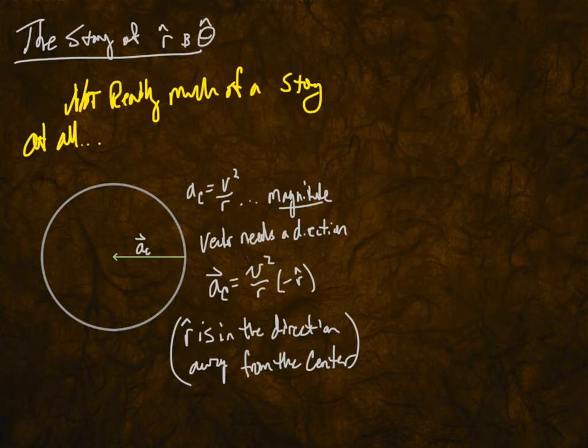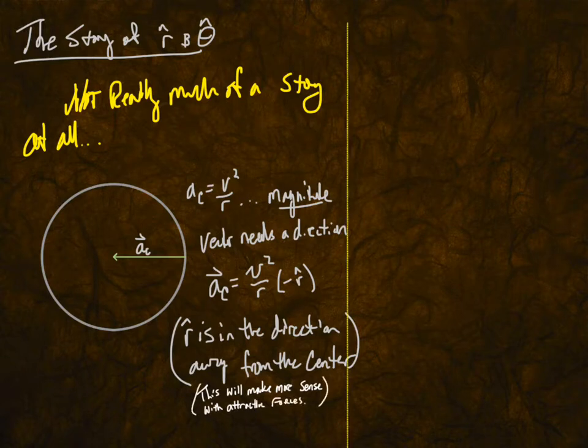Well, the centripetal acceleration is towards the origin. And so the center of our circle is the origin for any kind of polar coordinate that we're dealing with. And so if we're traveling towards the center of it, then it would be negative r hat. And again, this will make more sense, particularly when we start dealing with gravity and celestial bodies, because the equation for that involves two massive objects, and those massive objects will be attracted to each other, and that attraction will be represented by a negative value in that equation.